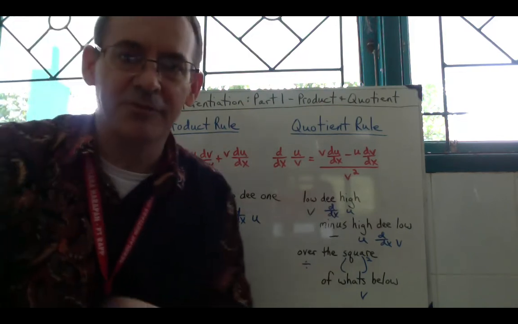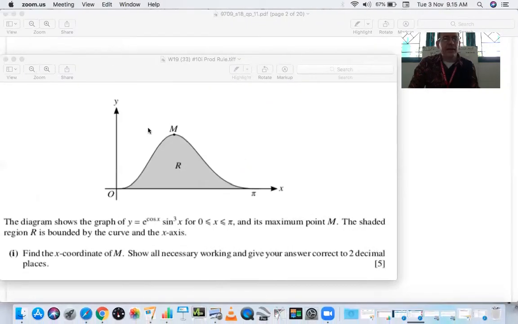Okay, so let me set up the first problem for us. Okay, let's look at our first question together. And what we have here, we have this graph. It says the diagram shows the graph of y equals e raised to the power of cosine x times sine cubed x from 0 to pi, and M in the diagram is the maximum point, and the shaded region R is bounded by the curve and the x-axis.